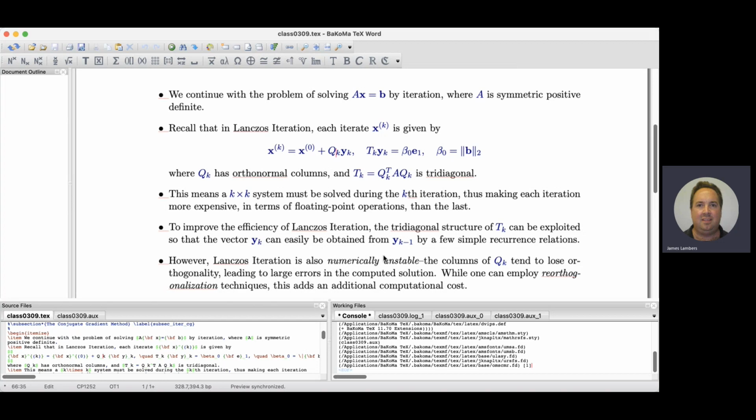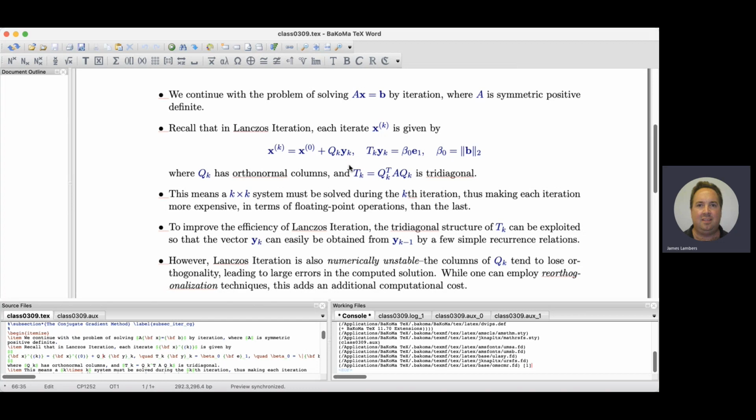The Lanczos method is useful for a lot of things beyond Ax equals b. It's useful for certain eigenvalue problems, like computing the extremal eigenvalues, the largest or the smallest, of a symmetric matrix. And there are other applications besides that, because it generates an orthonormal basis for a Krylov subspace. There are many problems throughout numerical linear algebra that can be solved very nicely with a basis like that.